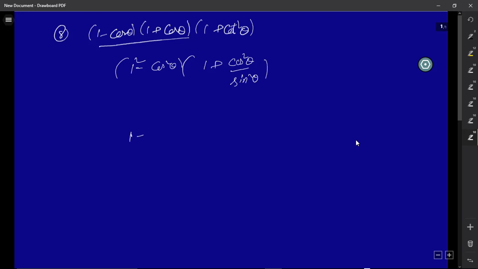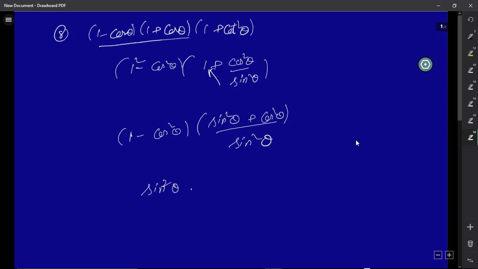1 square is 1 minus cos square theta into this. I can just multiply it here this way. Sine square theta into 1 is sine square theta plus cos square theta by sine square theta. 1 minus cos square theta, I know that 1 minus cos square theta is sine square theta. Sine square theta plus cos square theta, this is an identity. Sine square theta plus cos square theta is how much? 1 by sine square theta. I'm writing as it is. Sine square theta gets cancelled. I get the value as 1.